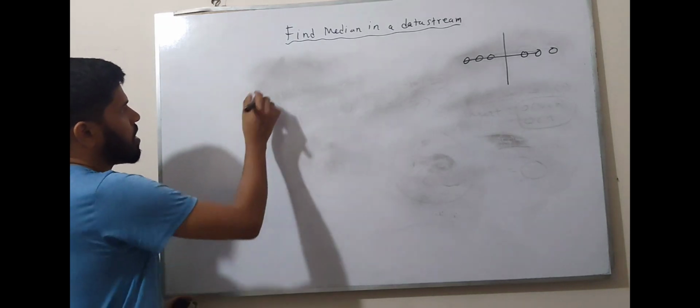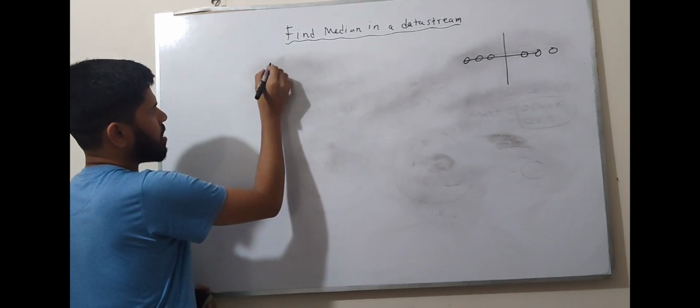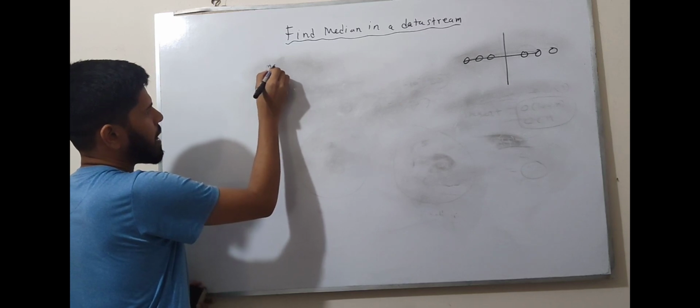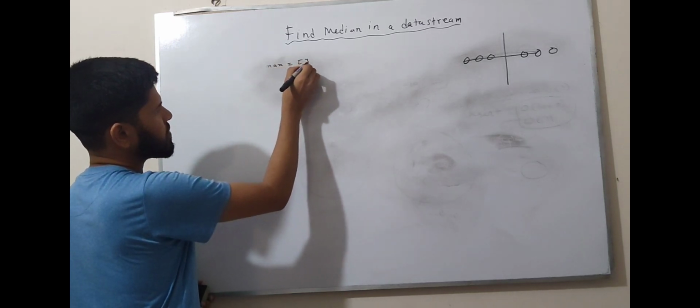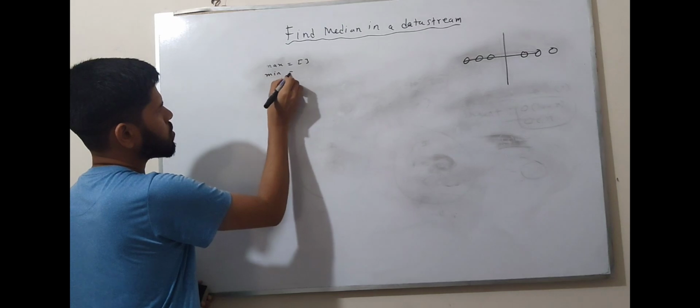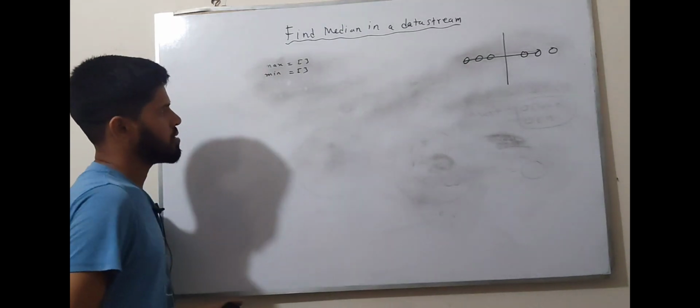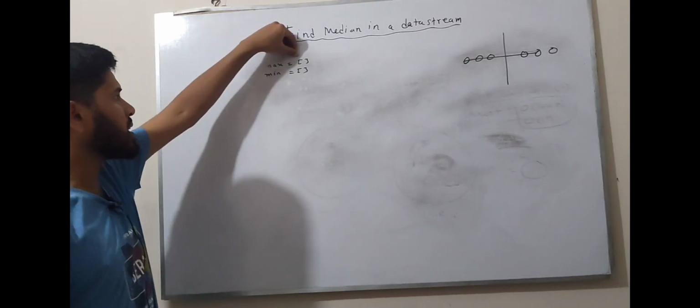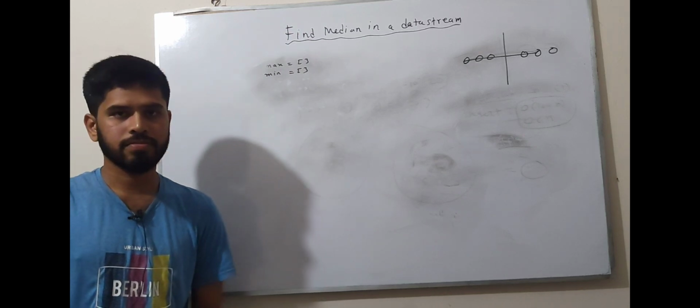I'll share that. Now let's create here our heap data structure. Max heap equals to, and min heap equals to, just curly brackets. Just think about it that this is our maxim and this is our minim data structure.